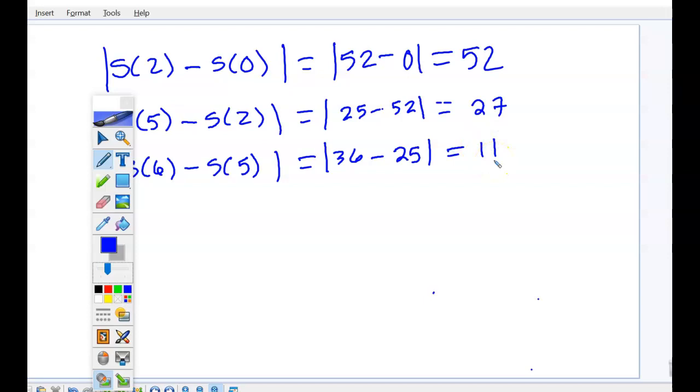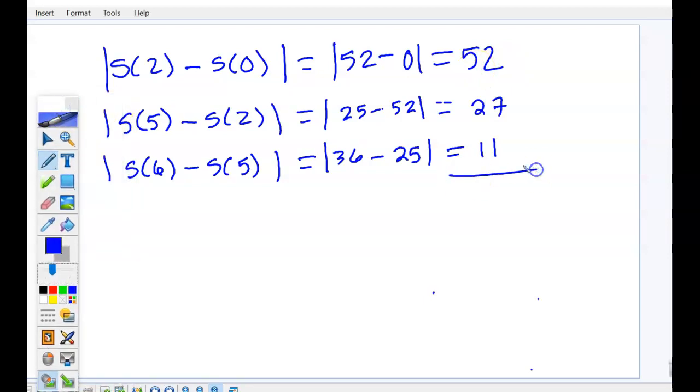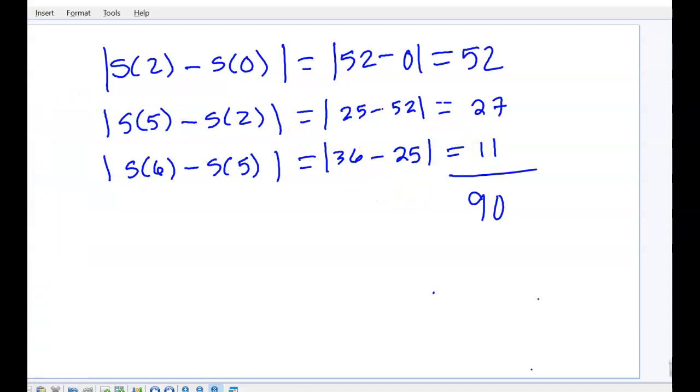So basically, in the first 2 seconds, he flew a distance of 52 units to the right, and then he flew back 27 units in the next 3 seconds, and then 11 to the right. So in total, if you add these up, he flew a total of 90 units. Okay, we'll stop right now, and we'll continue with this in the next video.